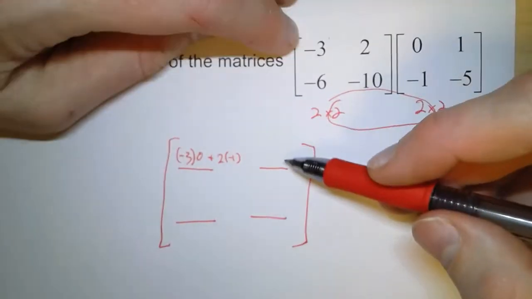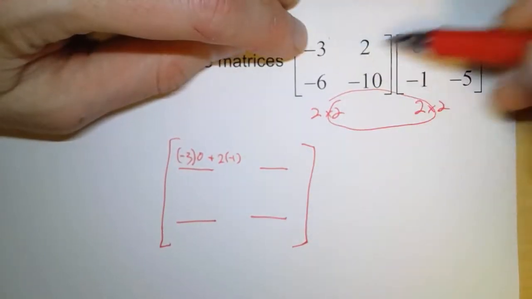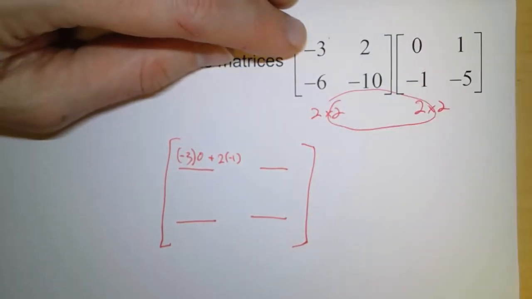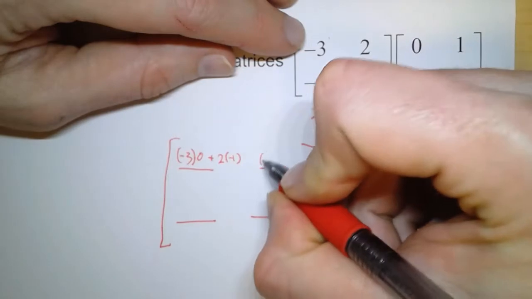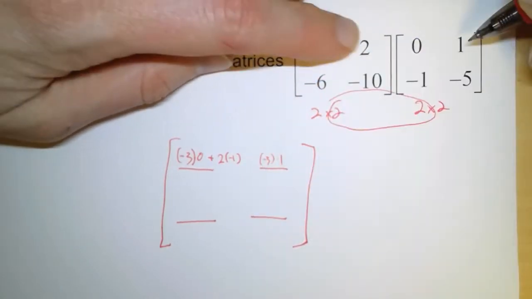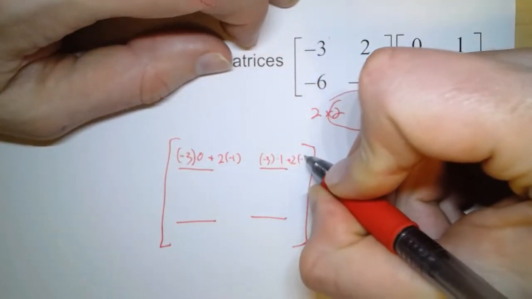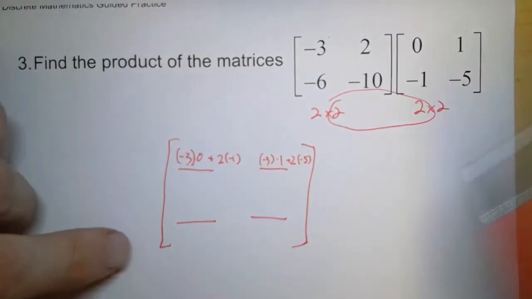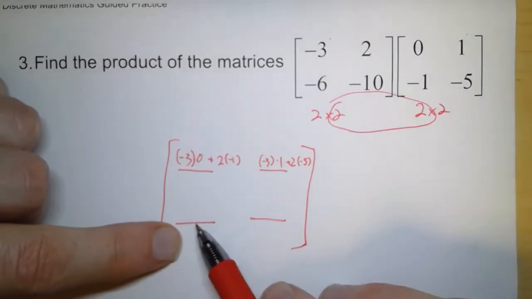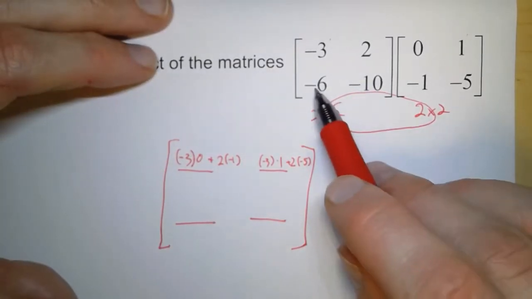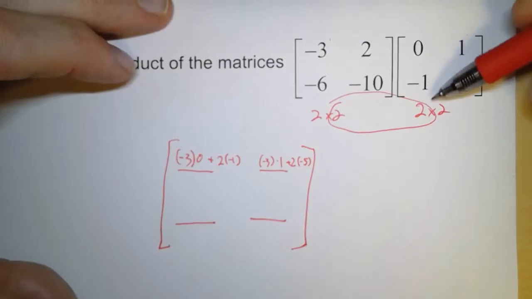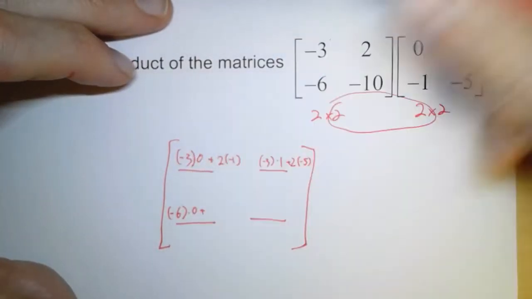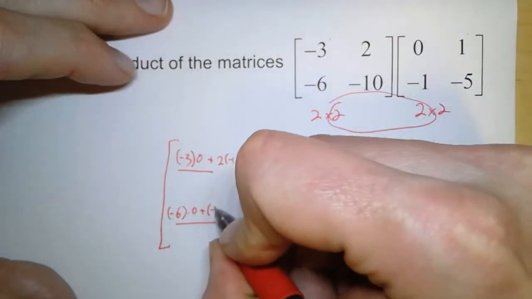Now for this one, I'm still in the first row, so I'm still going to multiply by the first row, but now with the second column, because that's what column I'm in. So I have -3 times 1 plus 2 times -5. So I go across this row and down that column. For this one, I'm now in the second row, but I'm multiplying by the first column. So I multiply these two numbers by these two numbers. So I have negative 6 times 0 plus negative 10 times negative 1.